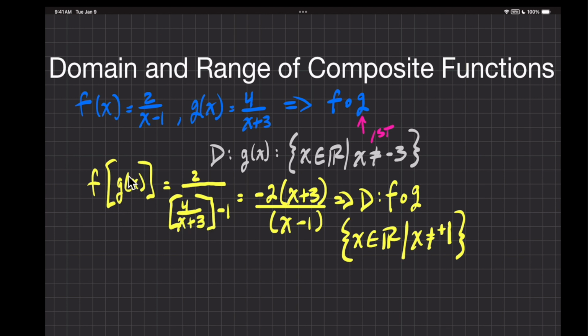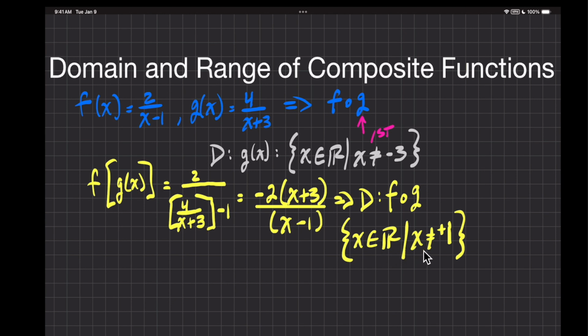Everywhere we see x, we're going to plug in g of x. That results in this compound rational function here. We're going to multiply top and bottom by x plus 3, and we're going to simplify, and we're left with this composite function. We're going to get the domain of the composite function, and that is going to be x is an element of all real numbers where x is not equal to +1.